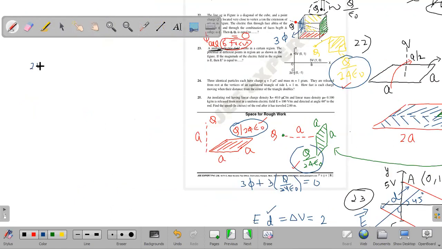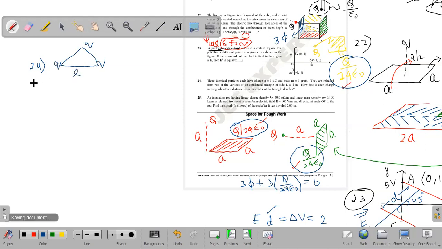Question number 24. Three identical particles having this much charge are released from rest at the vertices of an equilateral triangle of side length L. How fast is each charge moving when their distance from the center of the triangle becomes double? Okay, so there are 3 charges present on the vertices of the triangle. Let them be Q, Q, and Q, and this side length is L.